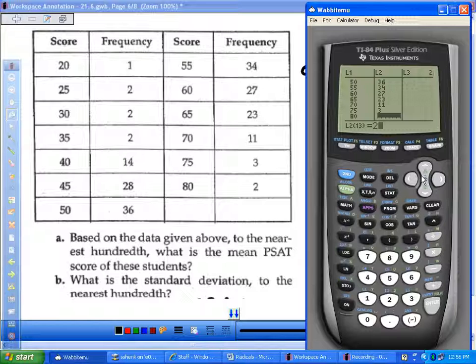What's the most important thing to do now? Yeah, we want to double check. If we're one value off, we're throwing the whole thing off. So you double check as I say them. 80, 2, 75, 3, 70, 11, 65, 23, 60, 27, 55, 34, 50, 36, 45, 28, 40, 14, 35, 2, 30, 2, 25, 2, and 20, 1. We all good? Okay, back to our home screen now that everything's entered in correctly.